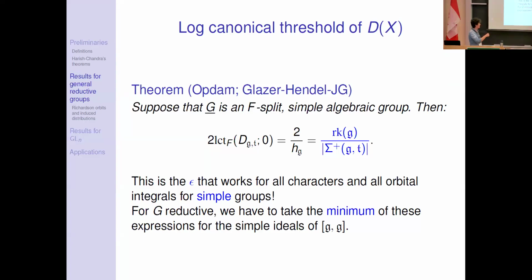The answer that works for everything using this method of the hyperplane arrangement came out to be just 2 over the Coxeter number. That's because you just take the Weyl discriminant itself and this works. That's for a simple group. If you have a reductive or semisimple group, then you have to take the minimum of these over the simple ideals.